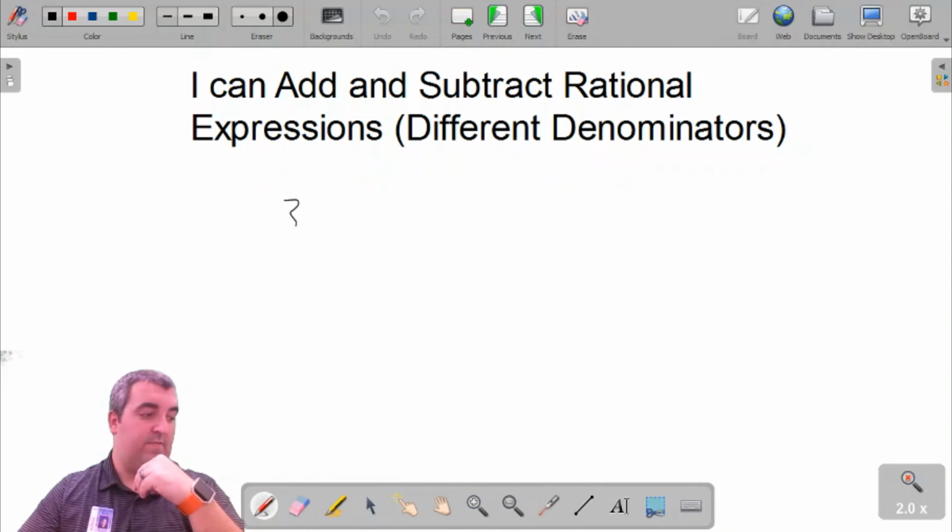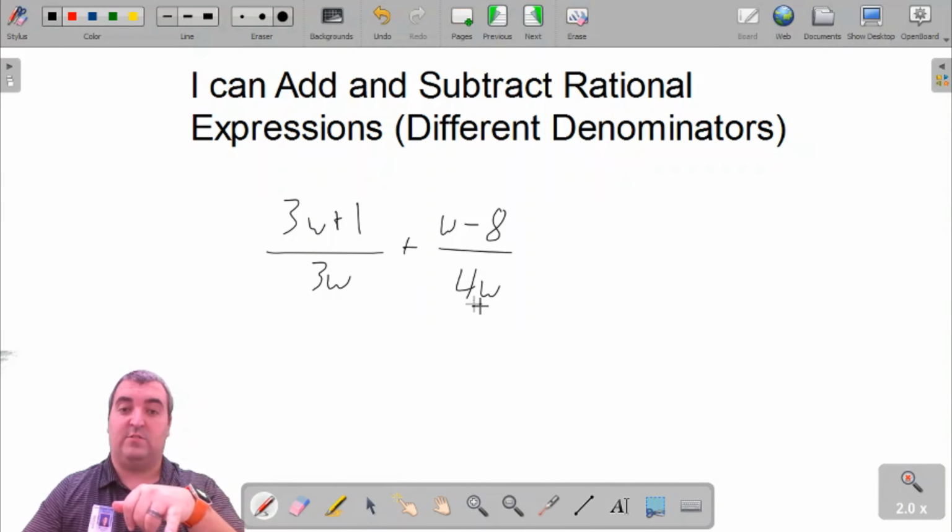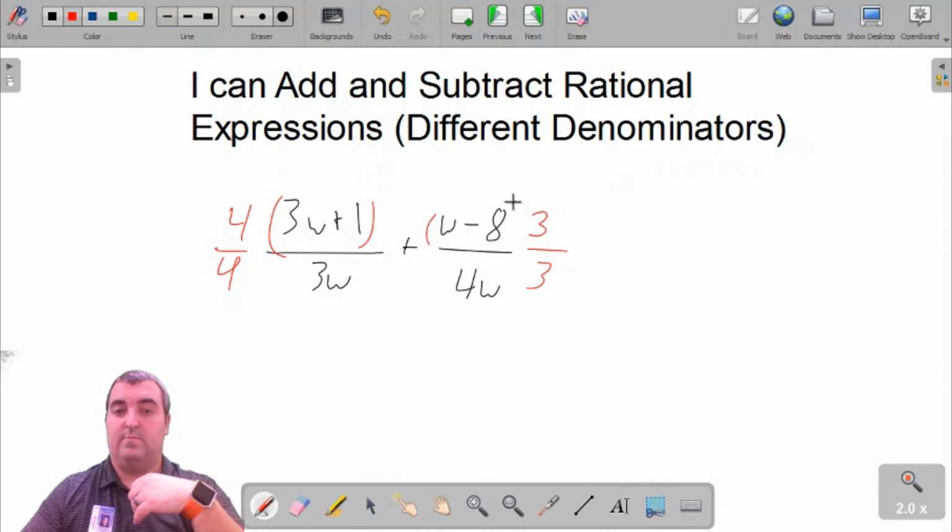So let's say we have (3w + 1)/(3w) + (w - 8)/(4w). Here we can see they both have a w, so that's good. They have a common factor, but this one has a 3, this one has a 4. So what we need to do is multiply this fraction by 3 over 3 and this fraction by 4 over 4. When we do that, we're going to multiply it out to everything.